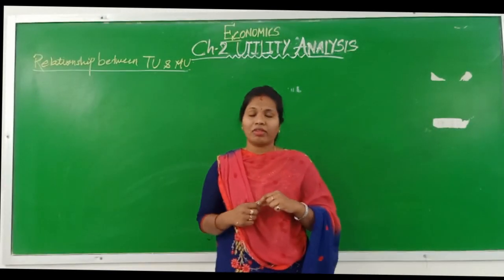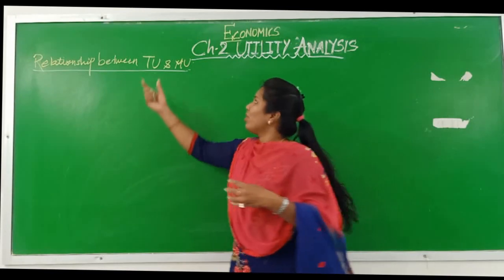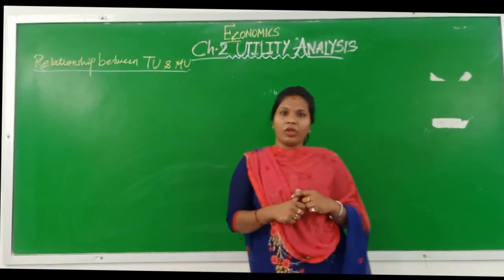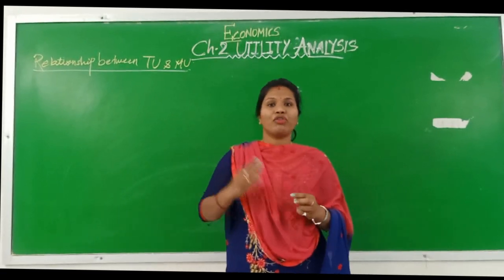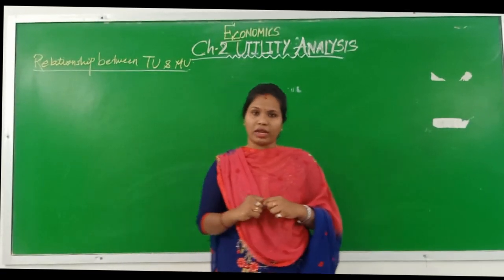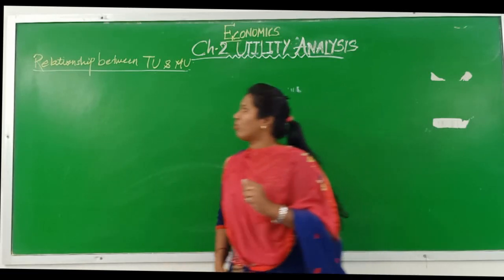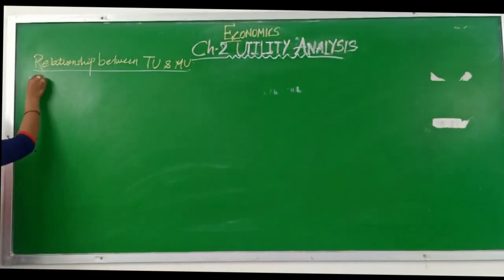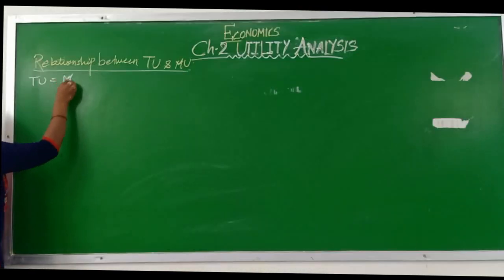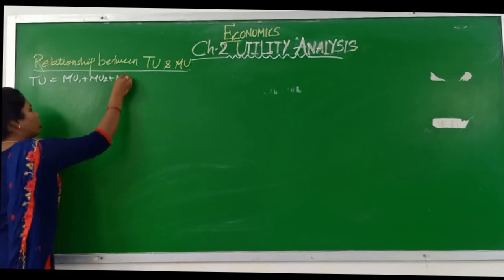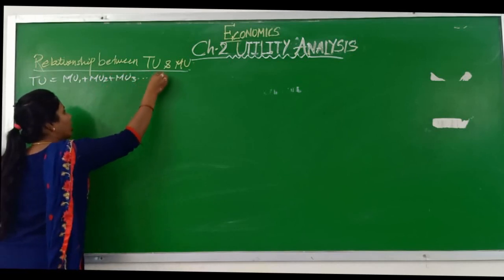of utility analysis, we have seen there are two concepts. The very first is total utility and then marginal utility. What is total utility? Total utility is nothing but the summation of all the marginal utilities. We can say total utility is nothing but MU1 plus MU2 plus MU3 till MUn.